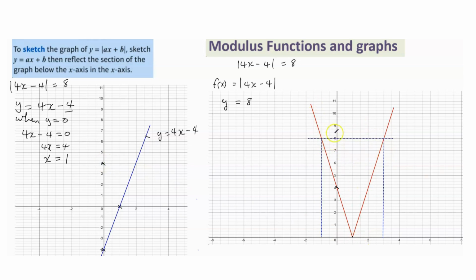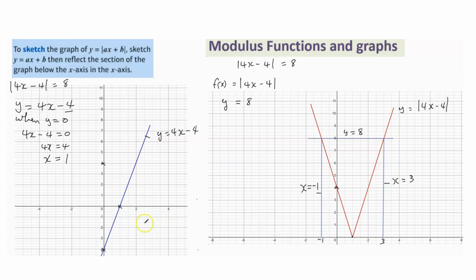So this is a graph of, let me write, y is equal to the modulus of 4x minus 4. Also here, this value here is y equals 8. So at y equals 8, which is at this point here, it cuts the function in 2 places, at this point here, where x here is minus 1 and x here is positive 3. So this is positive 3 and that's minus 1, which is consistent with our algebraic solution.